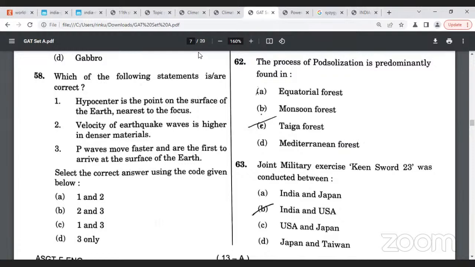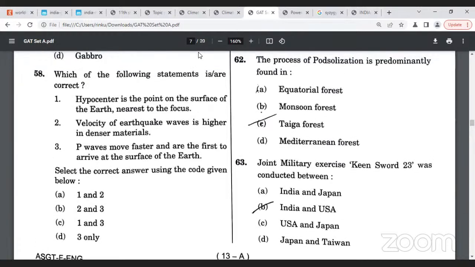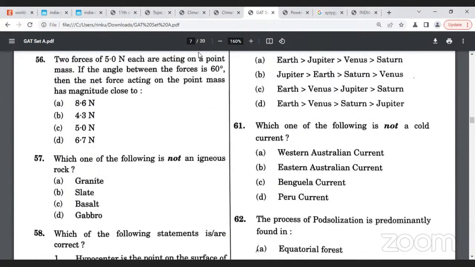P waves move faster, and are the first to arrive at the surface of the earth. Yes. P waves are the first ones to be released. They are the first ones to reach the epicenter. They react with the rocks, form surface waves, and it is the surface waves really that create all the problems for us. So we can say that the second and the third statement are correct. We can't say that about the first statement. So the answer to question number 58 would be B, considering that only statements 2 and 3 are correct.